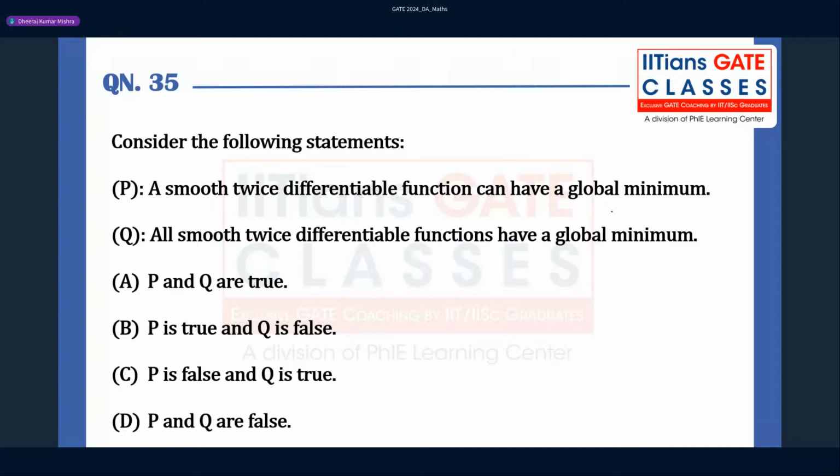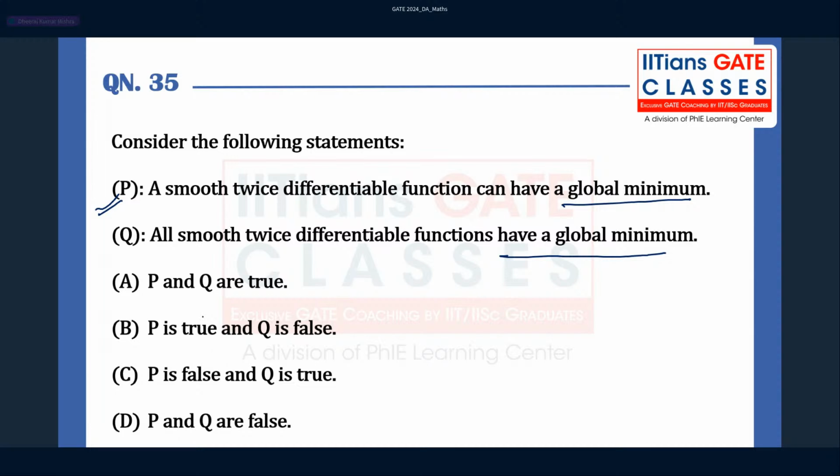Consider the following question. We have got a smooth twice differentiable function. Statement A is given here: a smooth twice differentiable function can have a global minima. Statement B: all smooth twice differentiable functions have global minima. Option A says P and R are true. P is true and Q is false. P is false and Q is true. Can somebody answer this question, guys? This is again a very good question, so please try to answer it.